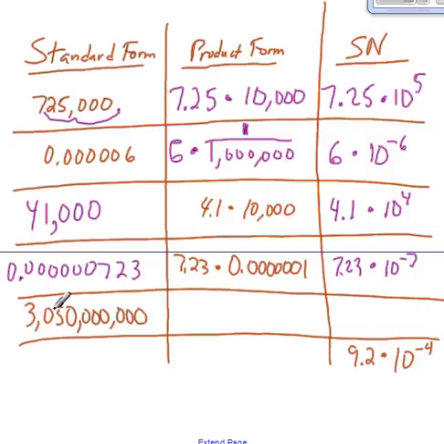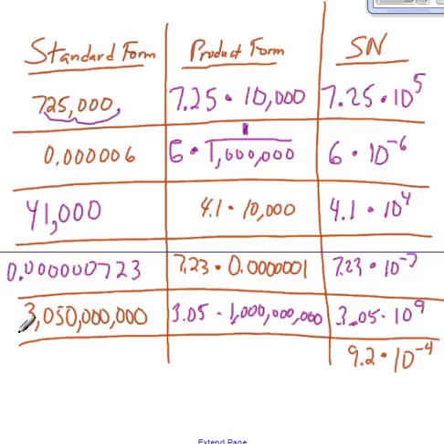So about 3 billion 50 million. So I'd want to make that 3.05 times 1 billion. So I'm going to need 9 zeros there. So that's 9 zeros, so 3.05 times 10 to the 9th power, okay?